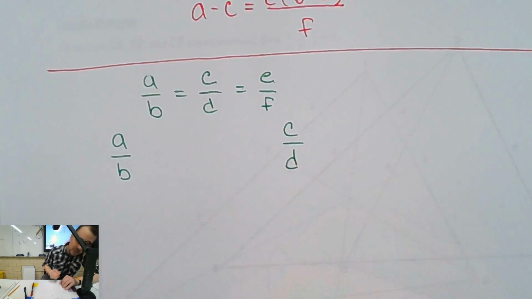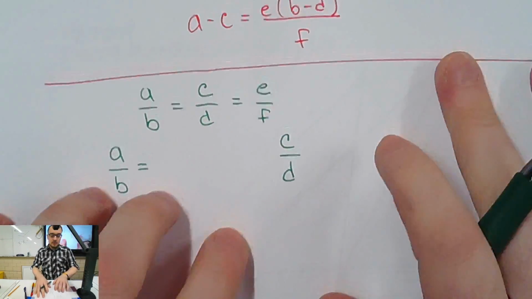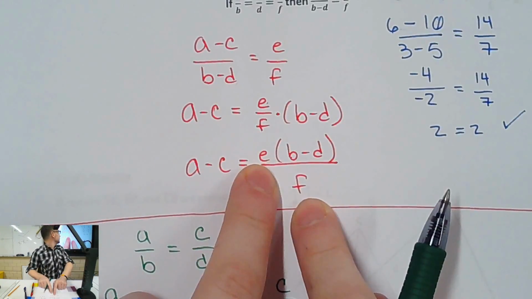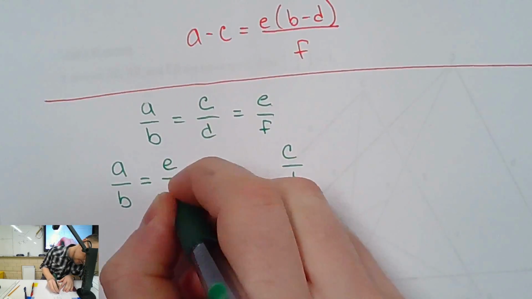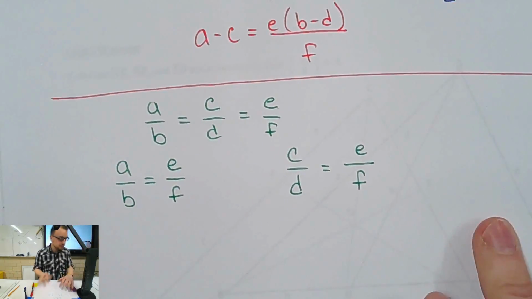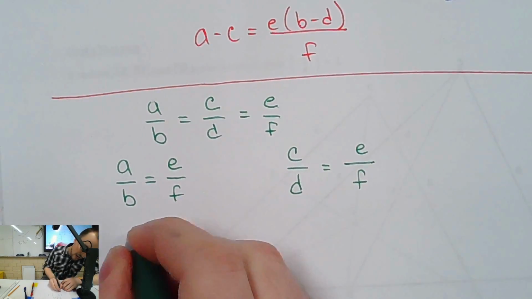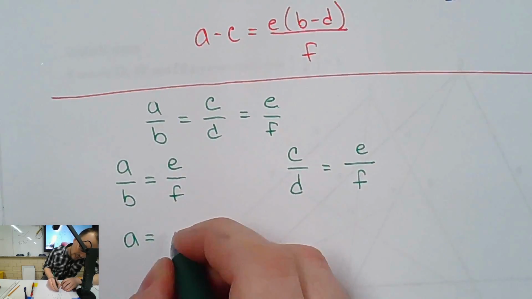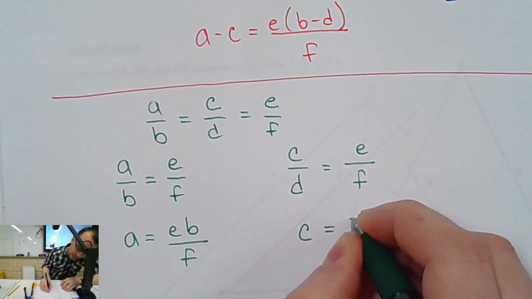So these are the parts with A and C in them, right? Now, A over B equals two different things. I want something with E and F in it, so I'm going to use the E over F one. And I also want E over F over here. I think you see where this is going. So I'm going to use math and multiply over and get EB over F. And C equals ED over F.